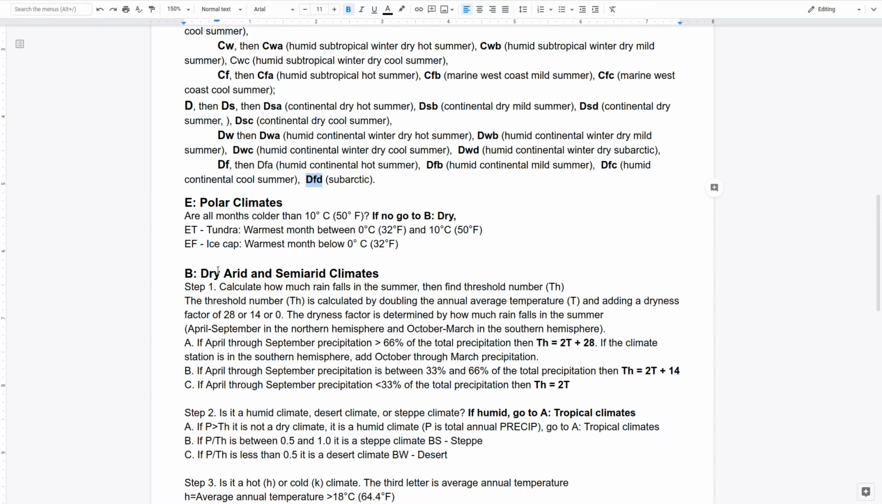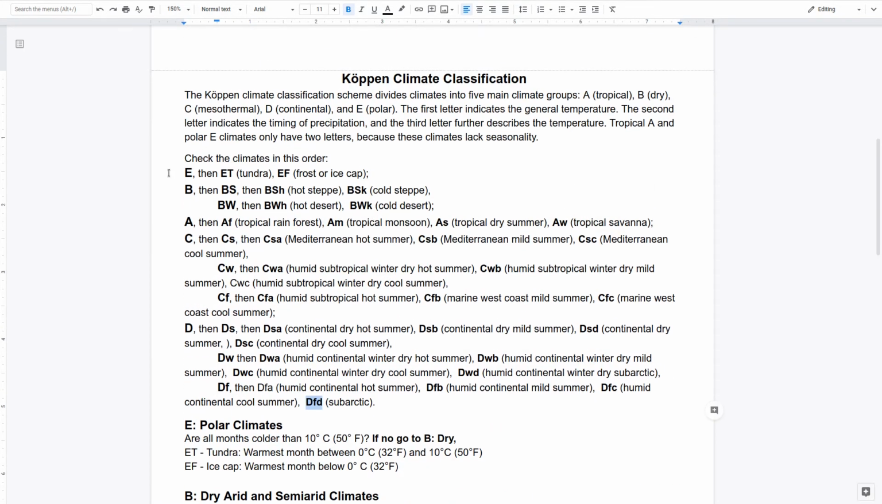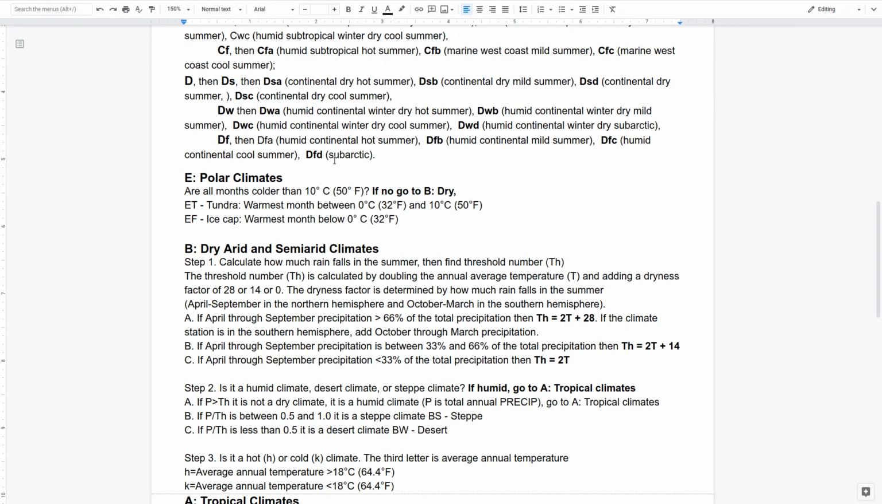So here's the criteria for the E climates and then the subclimates, right? So we're going through, we check, is it an E climate? Oh, yeah, every month is below 10. So all months colder than 10? Yes. And then the second question to see if it's an ET, is the warmest month between 0 and 10? Oh, yes, then it's tundra. Is the warmest month below freezing? So no months above freezing. If the answer is yes, then it's an ice cap.